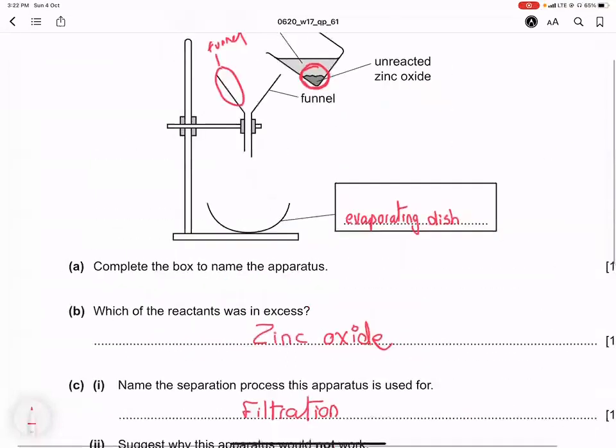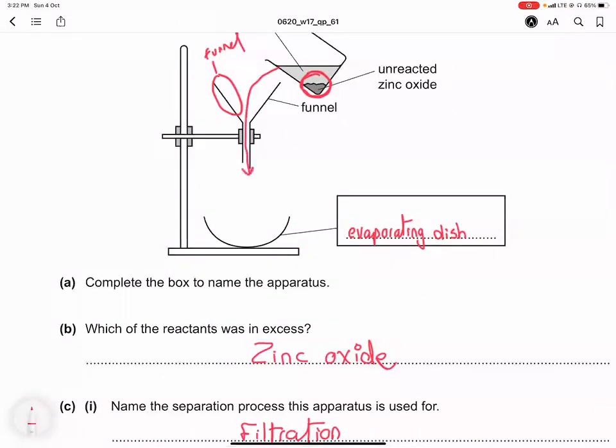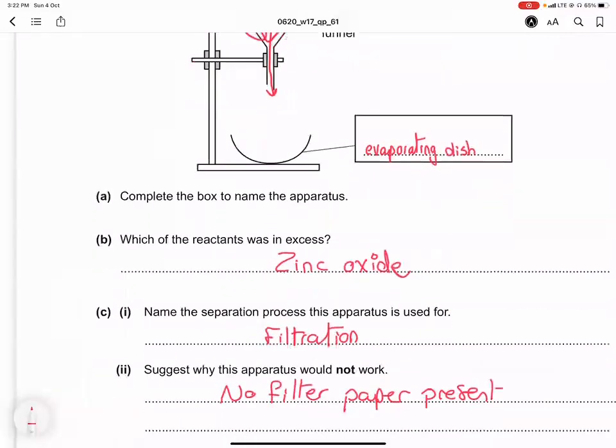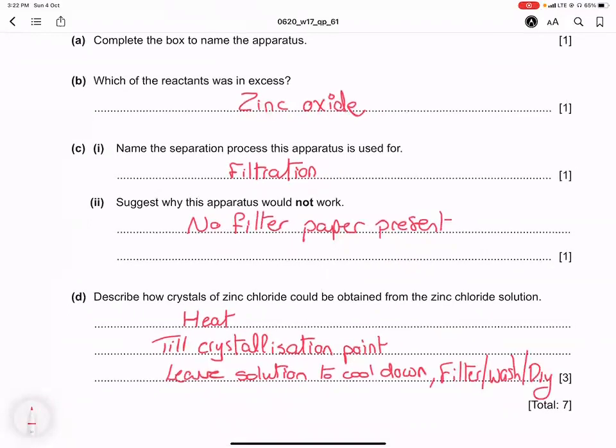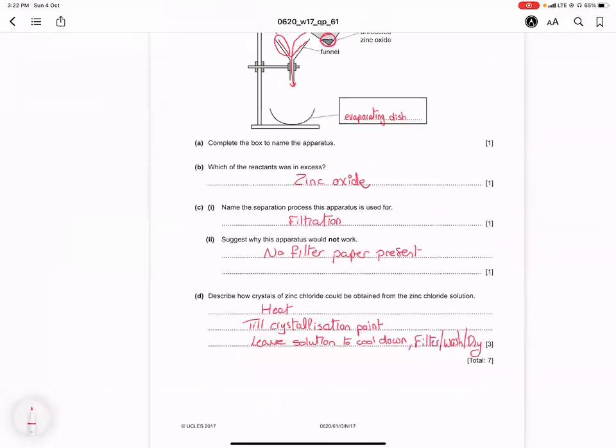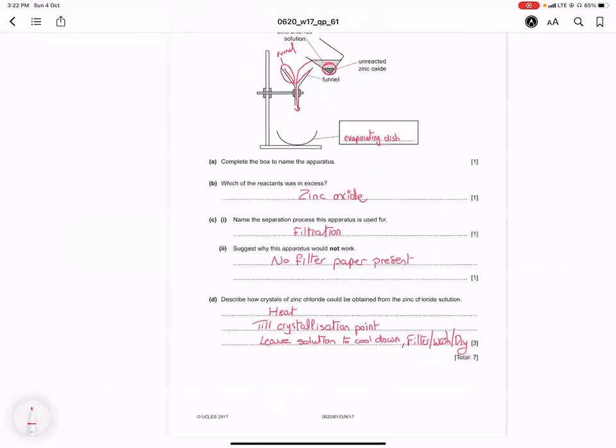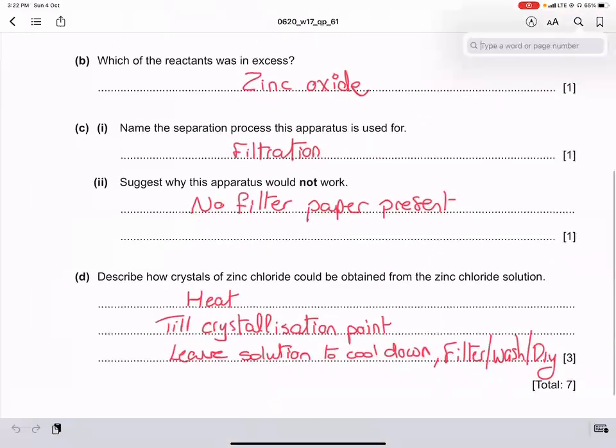No filter paper present. Filtration will not take place as long as the filter paper is absent. So no filter paper is present. Describe how crystals of zinc chloride could be obtained from the zinc chloride solution. You have zinc chloride solution, and he needs to know how you can obtain crystals of zinc chloride.